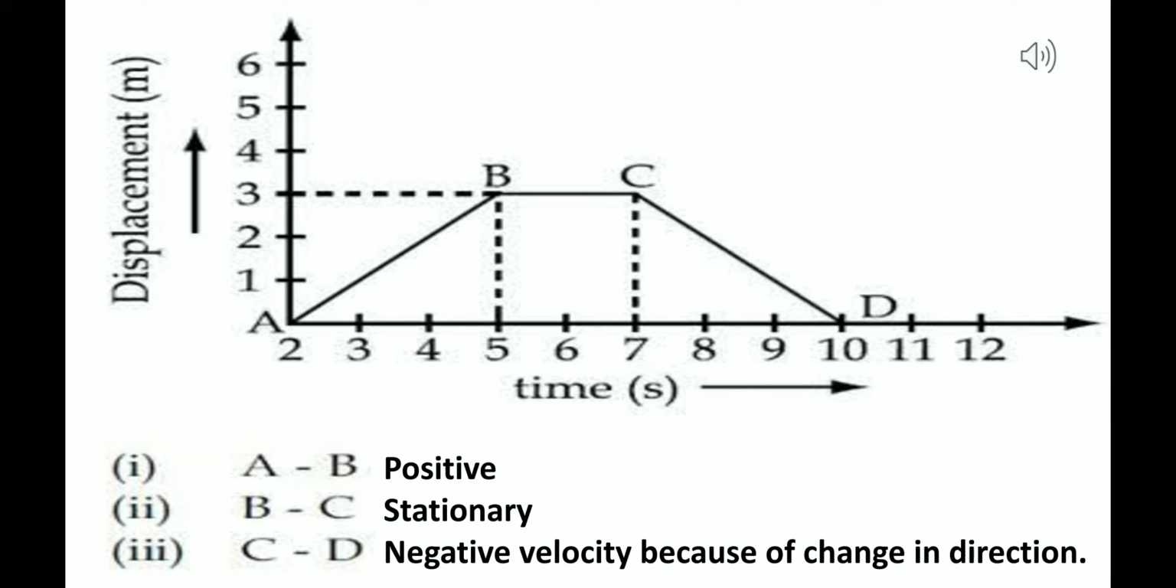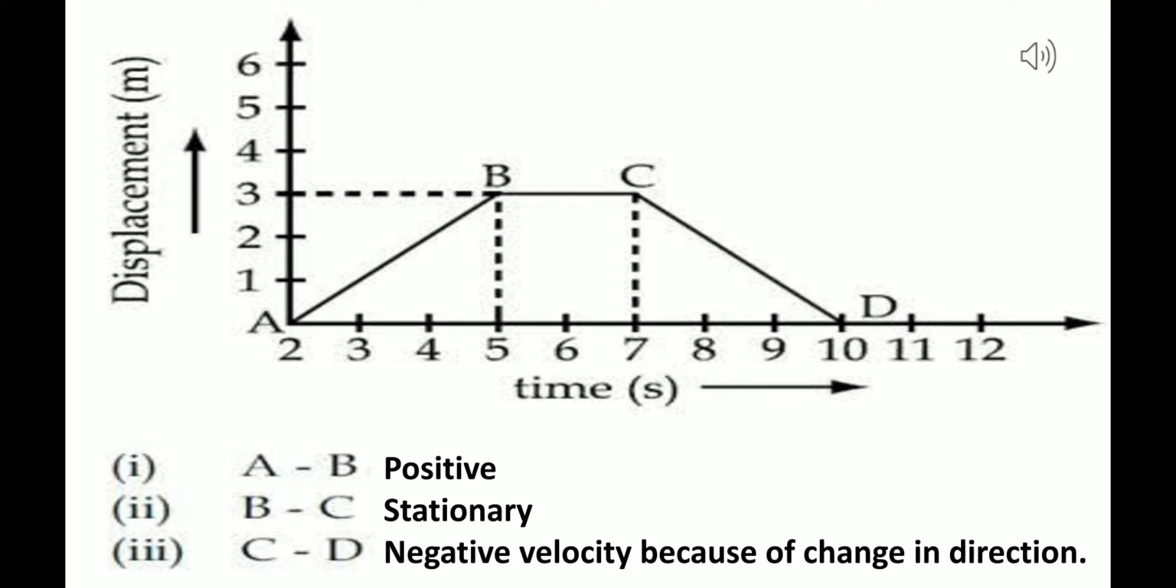In this graph, we see that the body is moving from A to B, then B to C, then C to D. Now from A to B, we have already studied that body is moving with uniform velocity. From B to C, also we have studied that the body is stationary. That means the body is stationed at a point and the time is running. The last one, from C to D, is that the body is moving with negative displacement.